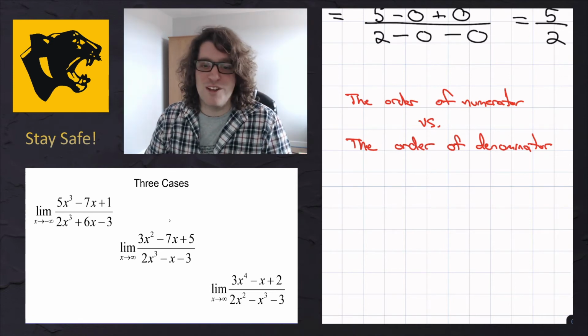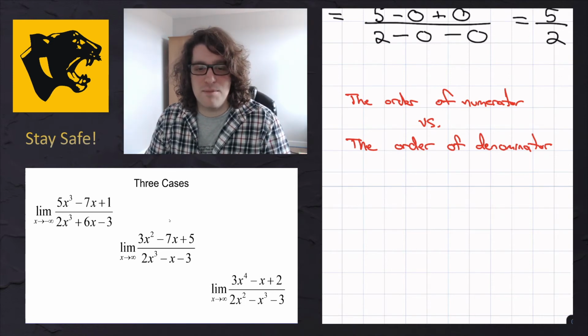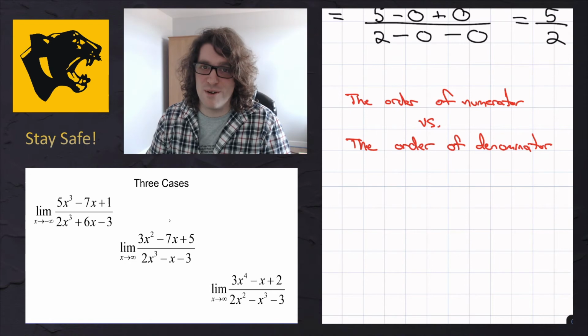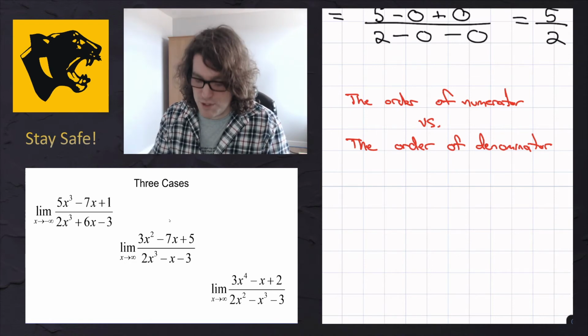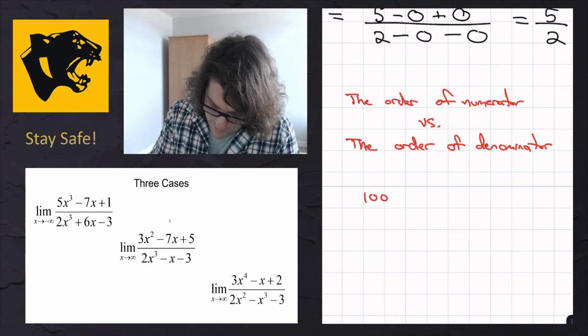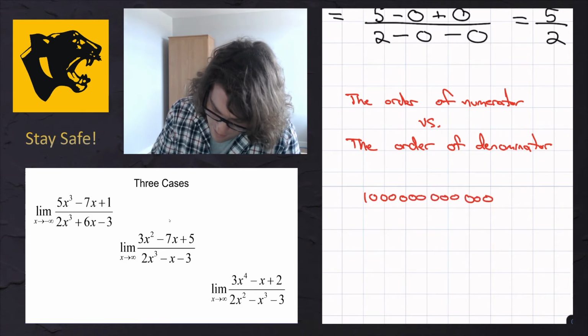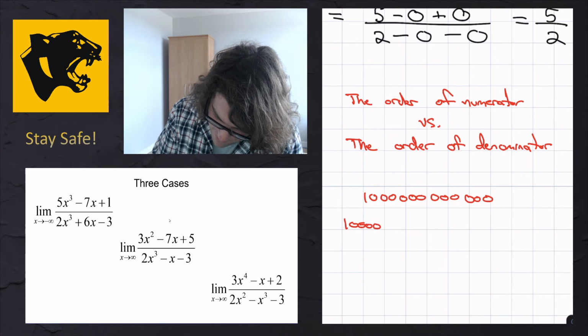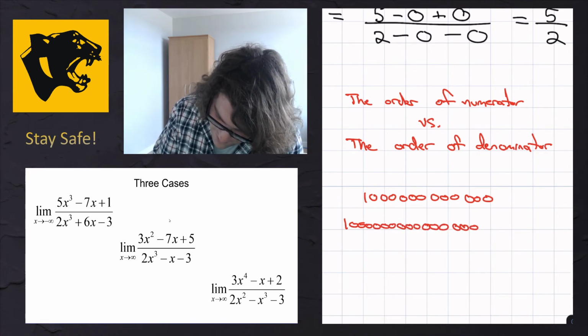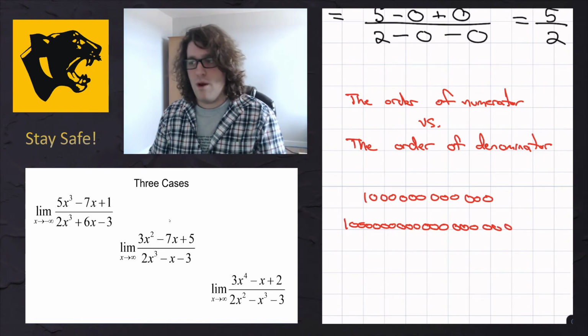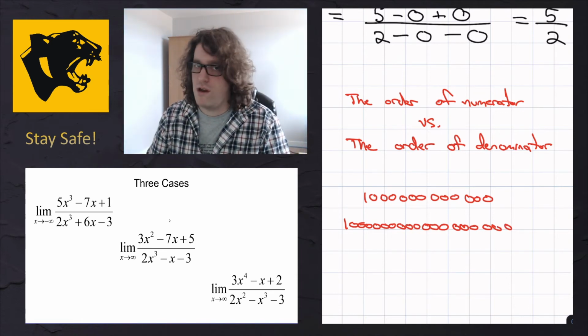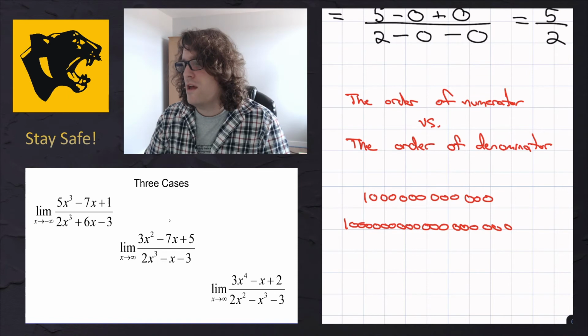You take 1,000,000 and cube it, and you end up getting 18 zeros, and then you take 1,000,000 and square it, and you only have 12 zeros. That's 12 zeros versus 18 zeros. I'm going to just be silly for a minute. 1, 2, 3, 4, 5, 6, 7, 8, 9, 10, 11, 12 versus 1, 2, 3, 4, 5, 6, 7, 8, 9, 10, 11, 12, 13, 14, 15, 16, 17, 18. Wow, those two numbers are not similar at all.